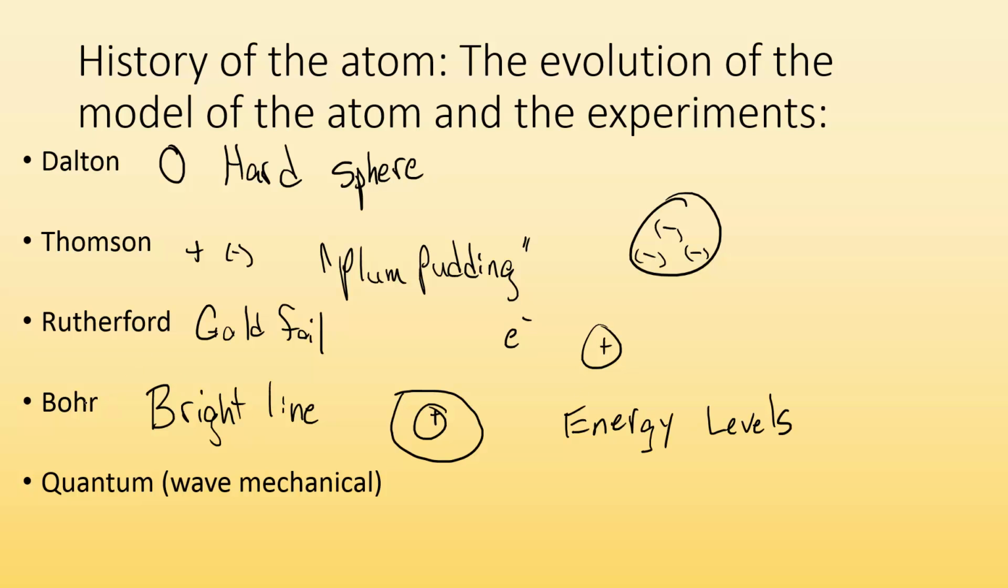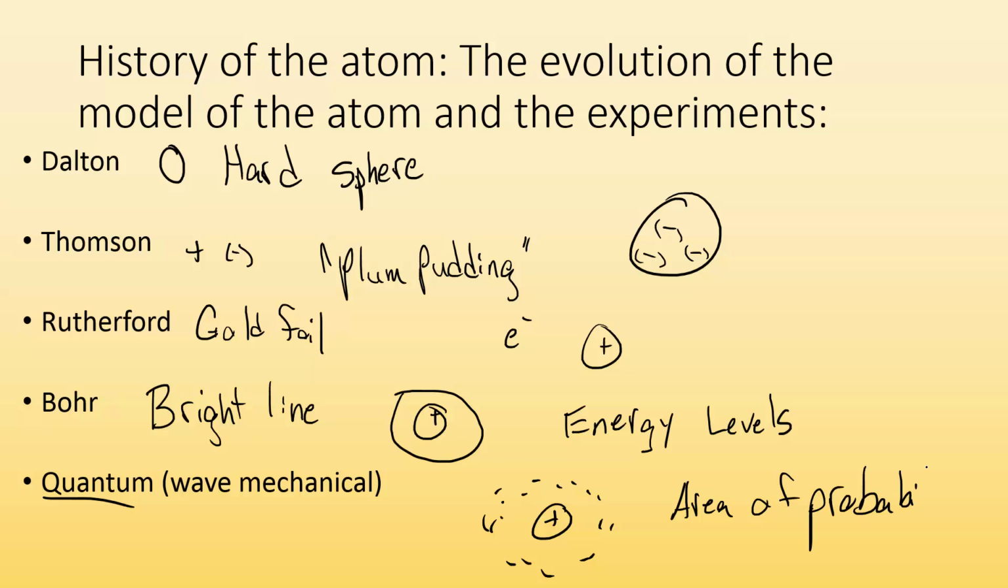Then we discovered quantum math and all that stuff, quantum mechanics, and we had determined that, hey, actually these electrons don't behave just like particles. They also have a wave function to them. So we still have this positive charged nucleus, but the electrons are described as an area of probability. So energy levels are really just an area of probability where electrons will be found. And yeah, so that is the long and short of the history of the atom.